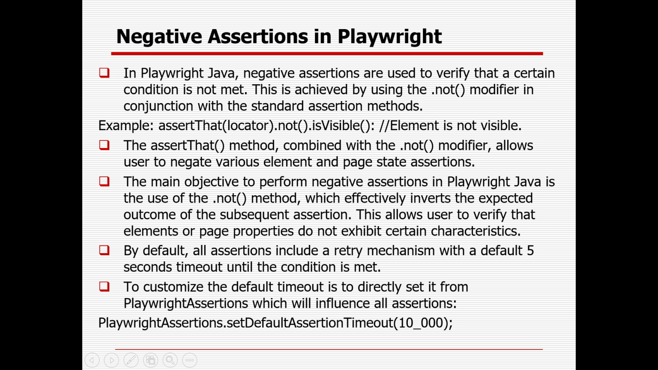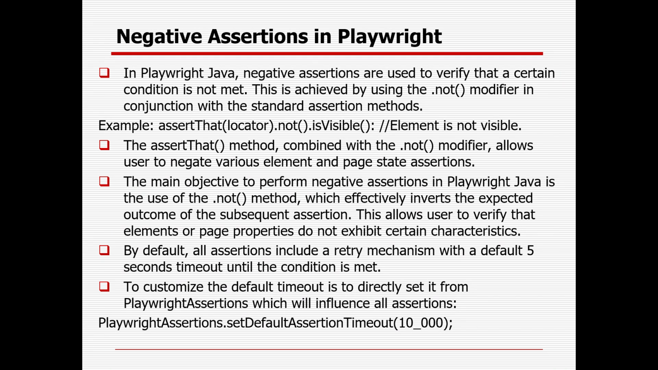So here, in case you are giving isVisible, definitely our objective is to check that the element is not visible. So either the element is not visible or hidden, then the condition will be true. In case the element is visible, then the assertion will fail. The assertThat method combined with the dot not modifier allows users to negate various element and page state assertions.